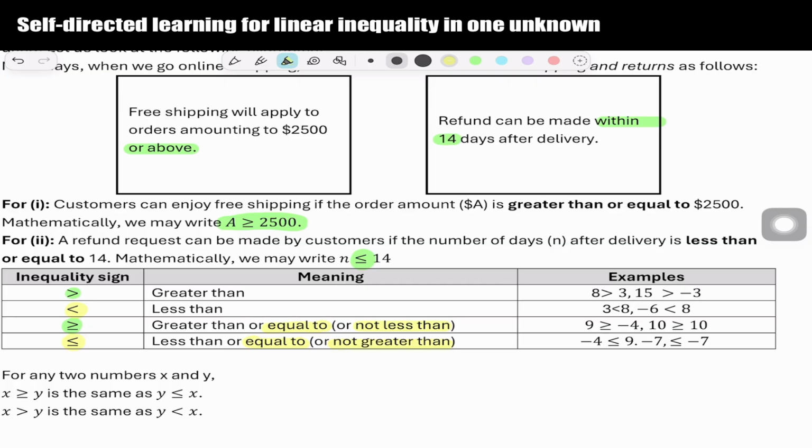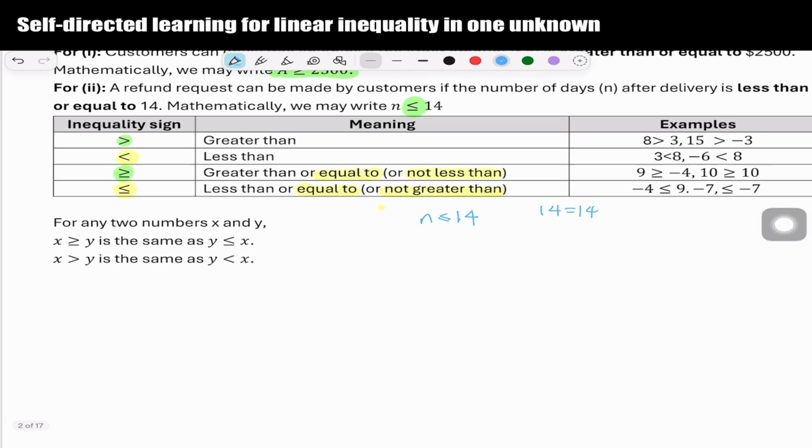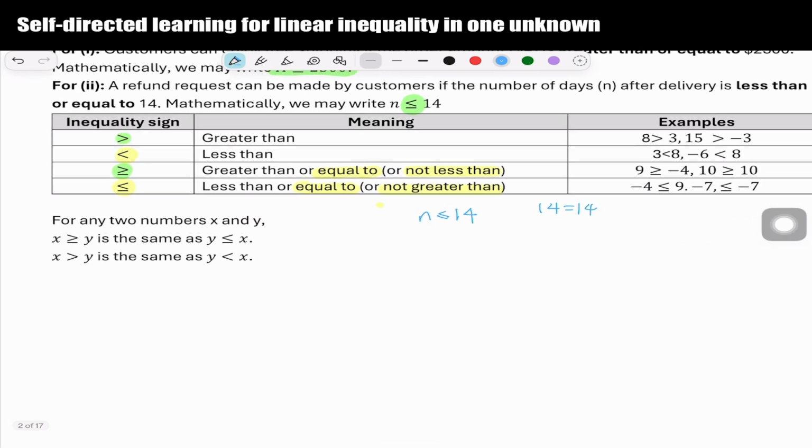Is it clear? So just like we have n is less than or equal to 14, we can say n is not greater than 14. So 14 equals 14, but 14 is not greater than 14. And the same applies here: whether you read from left to right or from right to left, they should give you the same result. Is it clear?